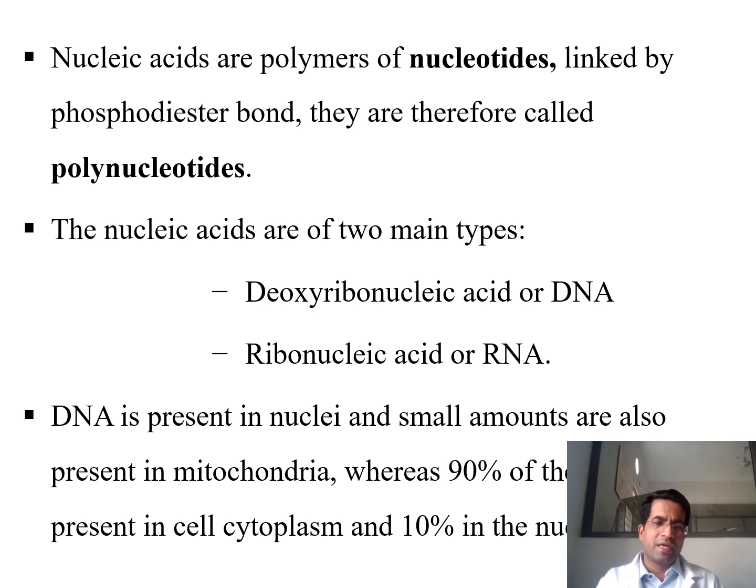and nucleic acids are mainly of two types: DNA, deoxyribonucleic acid, and RNA, ribonucleic acid. And these nucleic acids are nothing but polymers of nucleotides which are linked to each other by phosphodiester bonds. That's why they are also called polynucleotides. And we all know DNA is present in the nucleus of the cell.